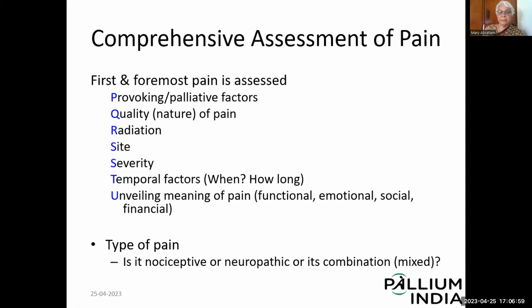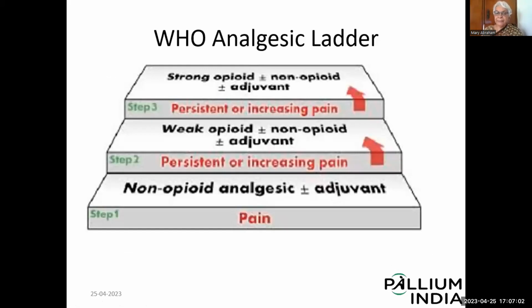Now, the original ladder is a three-step ladder. Step one is used to treat mild pain, where the NRS score is less than 4. You can give a non-opioid analgesic with or without an adjuvant. If the pain is not settling with this, then you go up the ladder to step 2. Step 2 is given for moderate pain, where the NRS is approximately between 5 and 7. Then in addition to your non-opioid and adjuvant, you need to add a weak opioid.